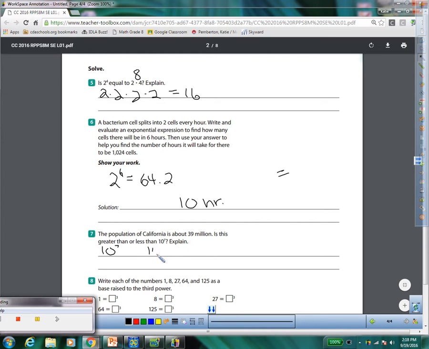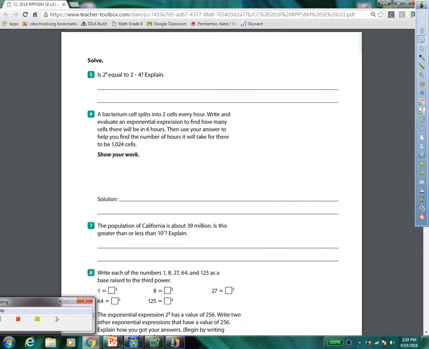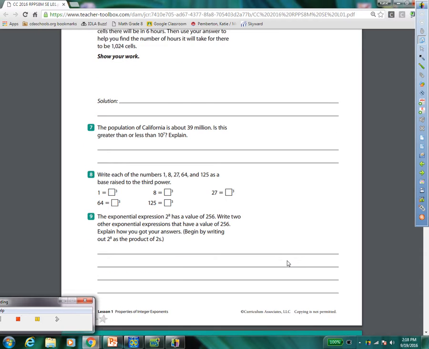Okay? So 10 million, and you'd have those zeros. And then we're going to compare that with 39 million. Well, 10 million is going to be less than 39 million. So the population of California would be greater. Now, if you chose to do number 8 and 9, you can continue. If not, you can go ahead and pause, or you could give them a try right now.